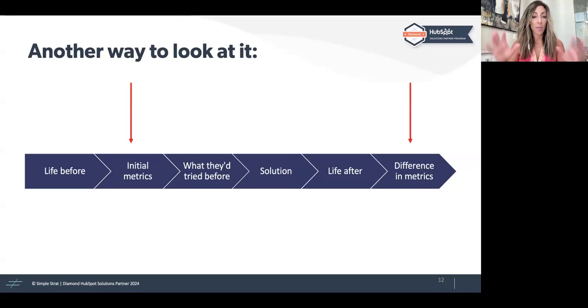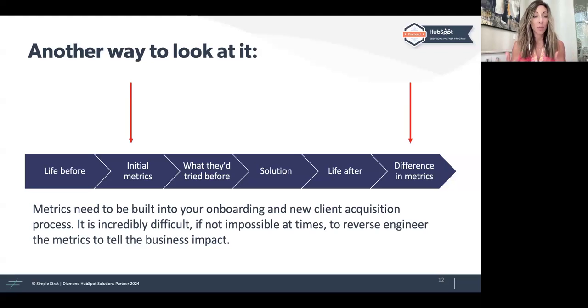The reason I bring this up as the two places you have to live goes back to what I just mentioned two minutes ago: metrics need to be built into your onboarding process and your new client acquisition process. If you don't do that, it's incredibly difficult, if not impossible, to reverse engineer pulling those metrics out to tell the business impact. These don't always have to be revenue. And I know it's really hard to quantify some stuff, like, oh, I save more time. But there are creative ways to do this, but you do have to think about the entire experience.